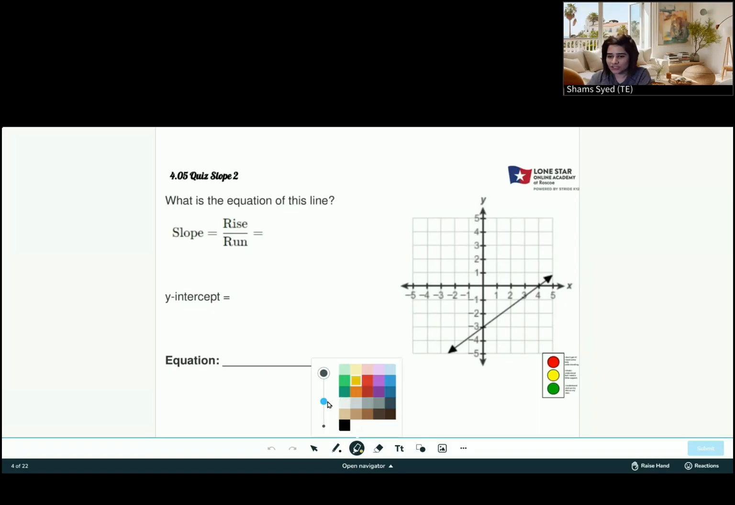So the question here asks you, what is the equation of this line? For writing the equation of a line, we need two things. This is how the equation looks like. It looks like y equals slope, which we represent using the letter m. Y equals m x plus b, right? This is how the equation normally looks like.